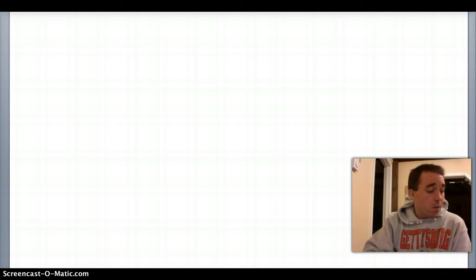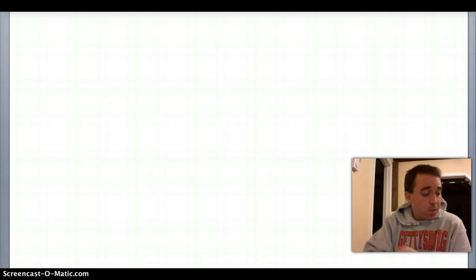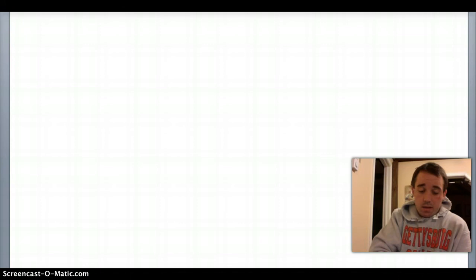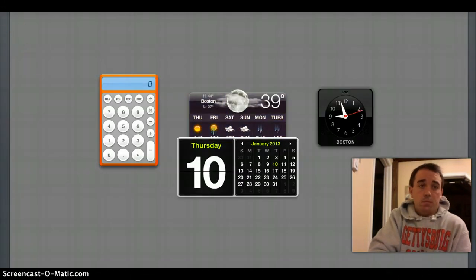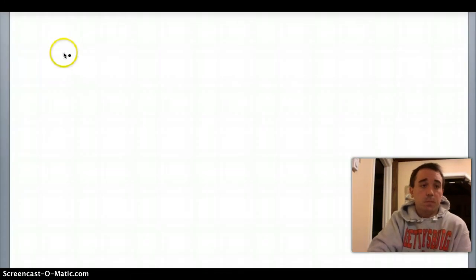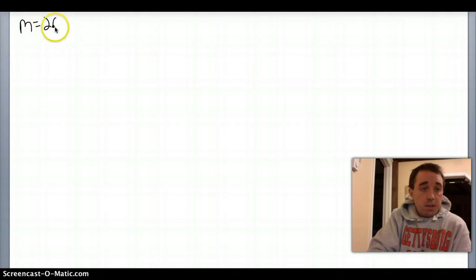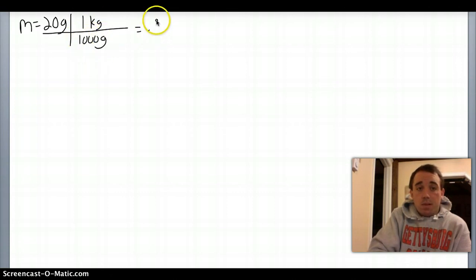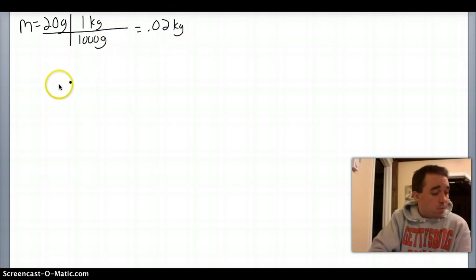So, we're trying to solve number one, a 20-gram ball. You can read it. First of all, the mass of the ball is given as 20 grams, but we need it to be in kilograms. So I know that 1 kilogram has 1,000 grams, so that tells me that my mass is 0.02 kilograms.